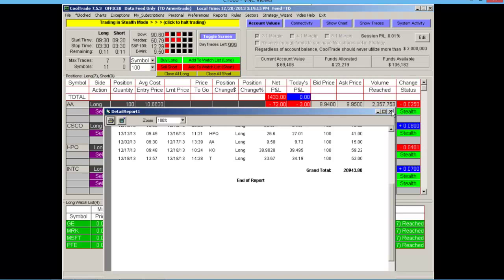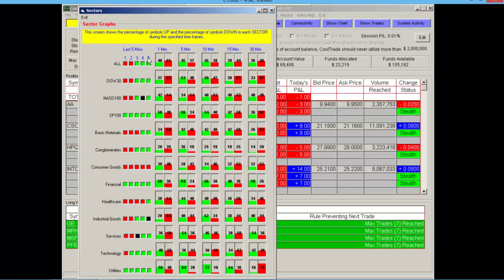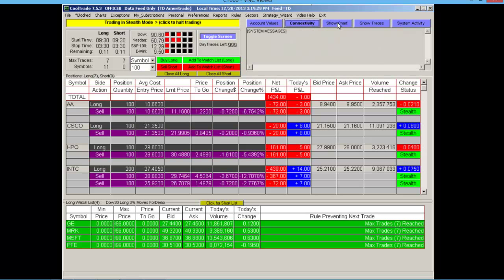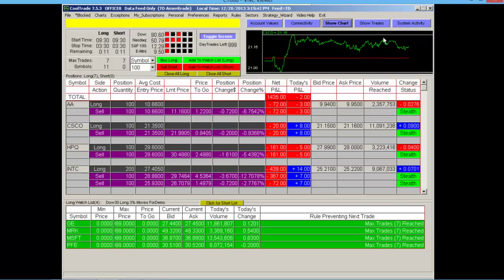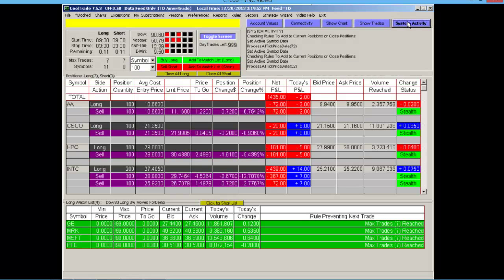Now let's go ahead and look at a couple more things. So sectors here shows you the percentage of stocks up and down minute by minute. And then a couple other things. You've got connectivity here. If the auto trader is running and something stops running, then it's going to give you an error message, tell you when it stopped and when the auto trader was able to trade again. Then we've got show charts here. It just shows you during the day how these stocks are moving around. You can see Cisco moved up nicely this morning. Then you can see show trades, any trades for the day, and then system activity.